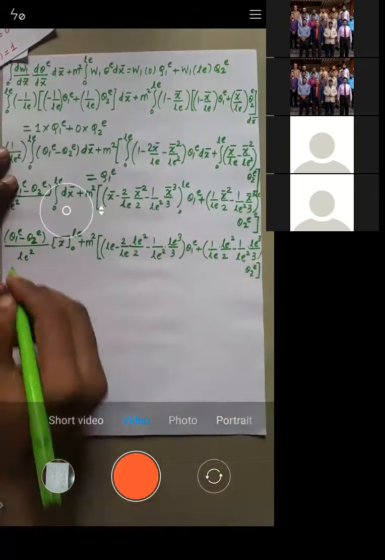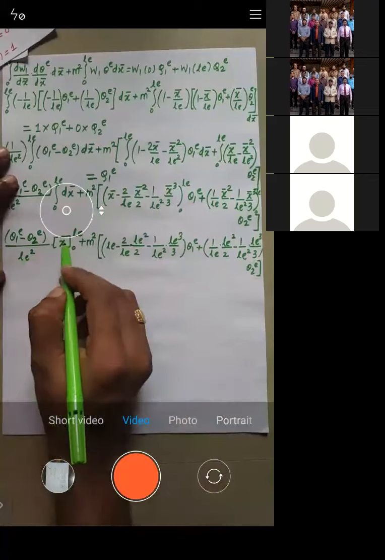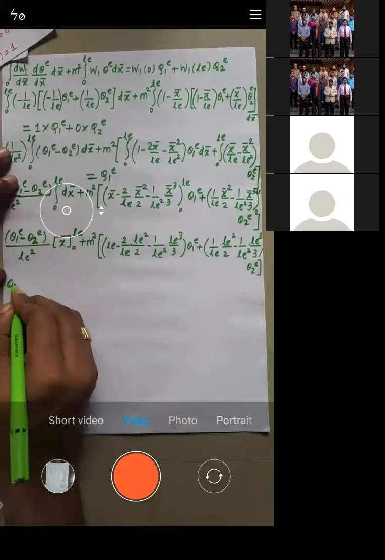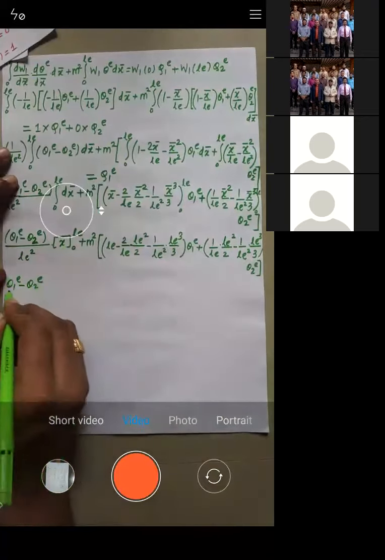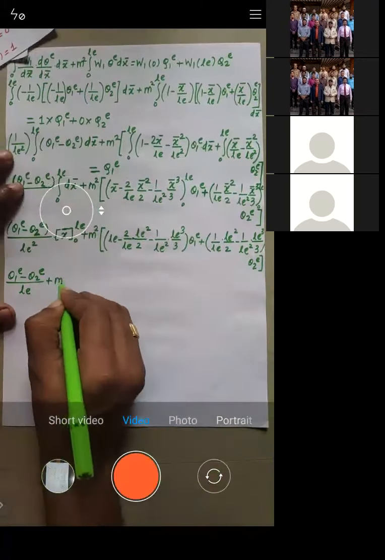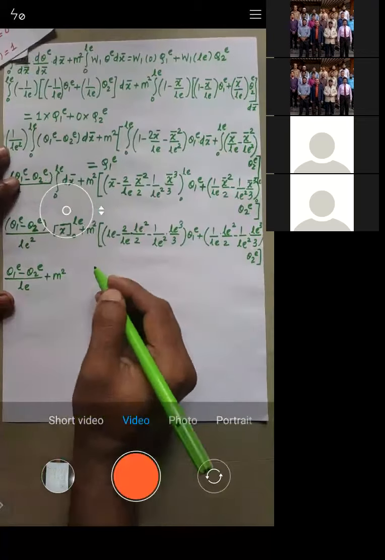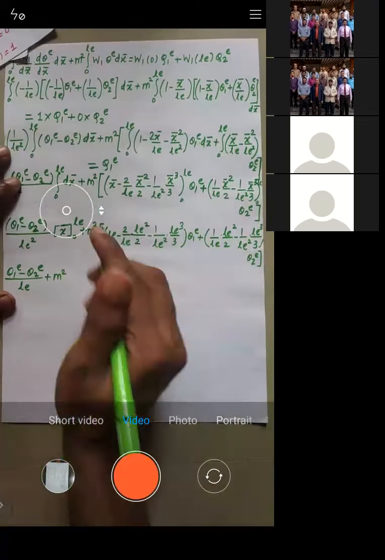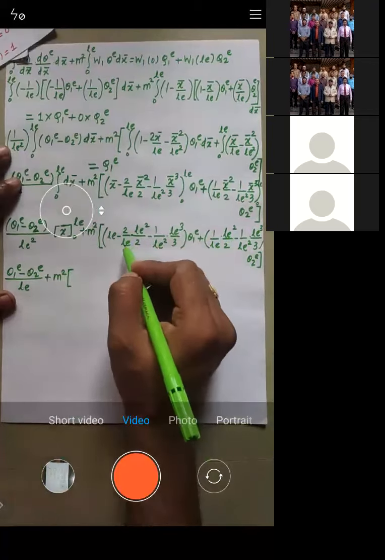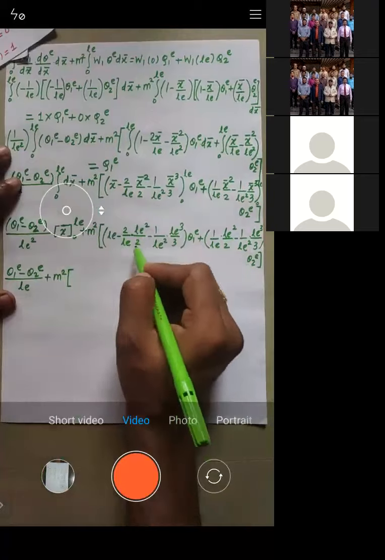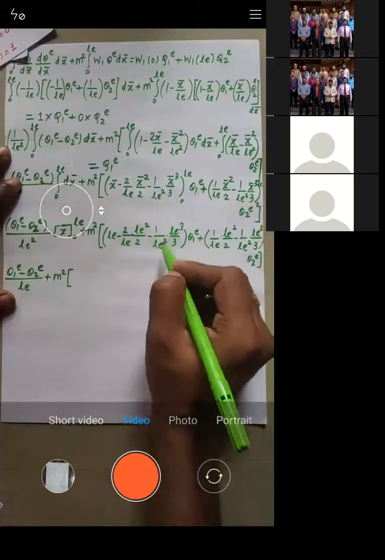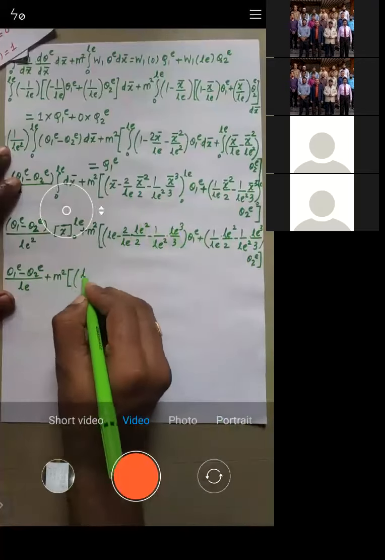So what will you get here? We'll get, see, LE minus 0 is LE, and this LE and one more LE, so one LE gets cancelled here. What is remaining? Theta 1E minus theta 2E upon LE, right? Plus m square, and what is remaining here? Can you tell me? M square into this term. See here, 2 gets cancelled. Here is one LE, so LE and minus LE get cancelled. What is remaining? Here LE by 3 is remaining.